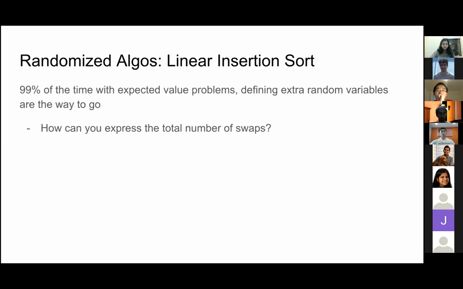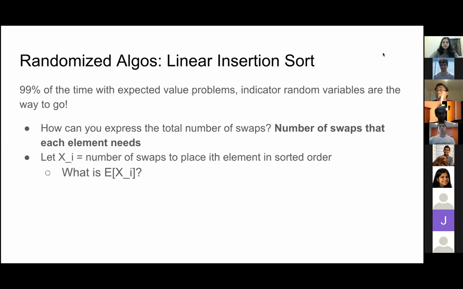Yeah, sure. So someone said x sub i is the number of times you swap the ith element. Yeah, so we can consider it as the number of swaps that each element needs. So if you're considering inserting the ith element, how many swaps do you need to place the ith element in sorted order? Okay, I also saw that someone said you can look at indicators for if rank i and j are swapped. That's also another valid approach. I think the ending answer is the same, but we'll just go with the first idea. Cool. So how would we compute the expected value of x sub i?